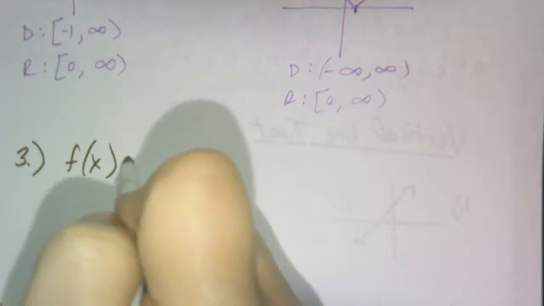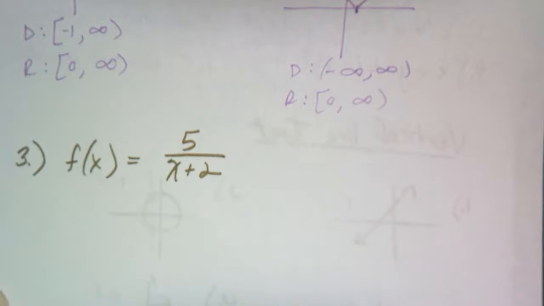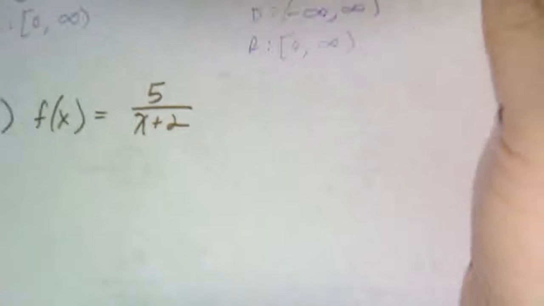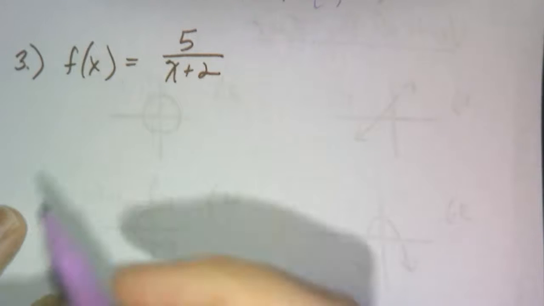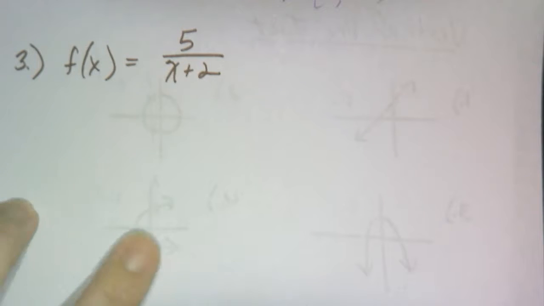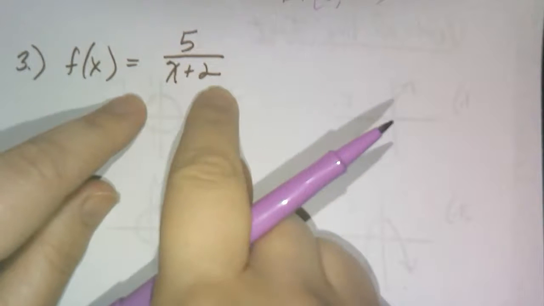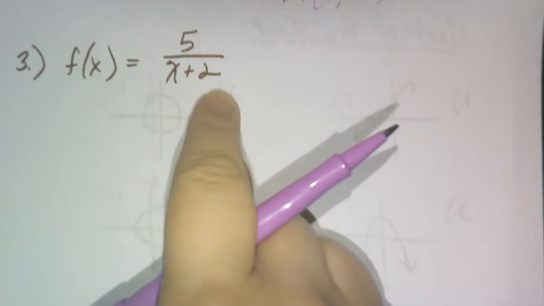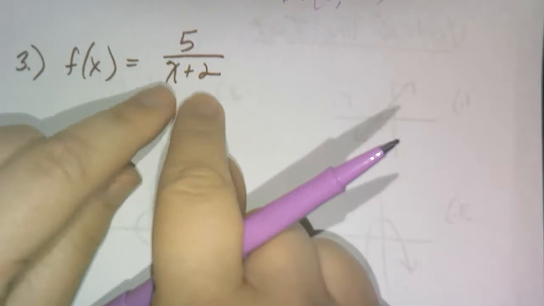F of x equals 5 over x plus 2. We graphed these last year. And again, you can graph these if you want to. But just so you know, with fractions, your bottom is what we call the vertical asymptote. Other functions, the vertical asymptotes.